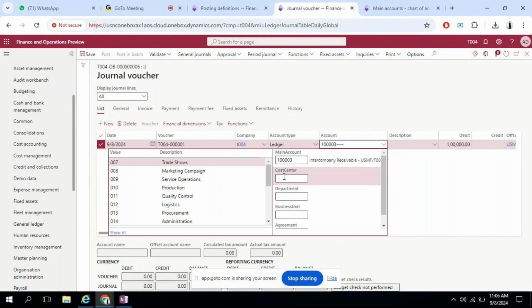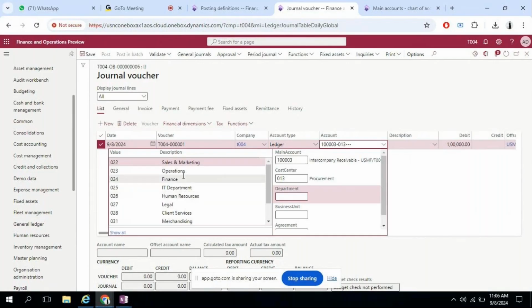I will mark it under the receivable, and as I told you, according to my account structure, my financial dimensions are going to be selected. Okay, so this is the cost center. I will take the cost center. I am taking it under the cost center of procurement cost center. This money will be utilized for procurement.